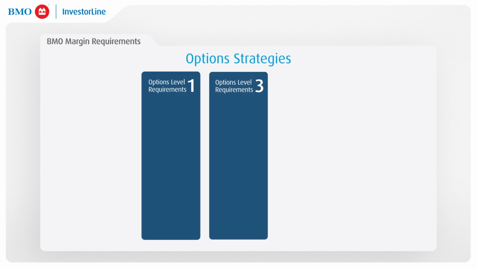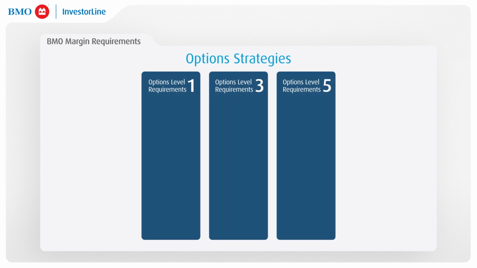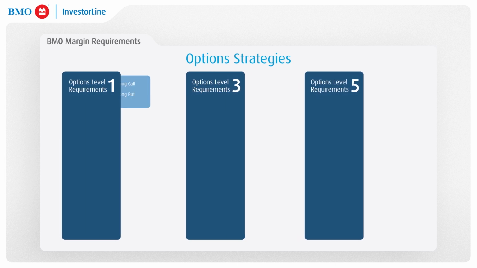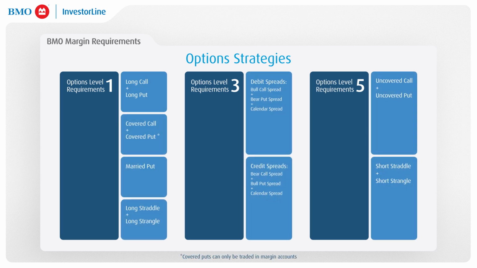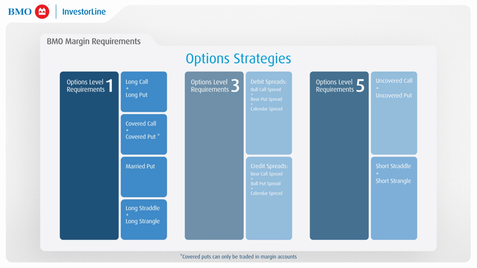There are 3 levels of options trading at BMO InvestorLine. Let's explore these levels, each permitting different strategies and associated with specific margin requirements. Options Level 1 includes more straightforward strategies, such as long calls, long puts, and covered calls. Here, the margin required is 100% of the total net cost of the trade.